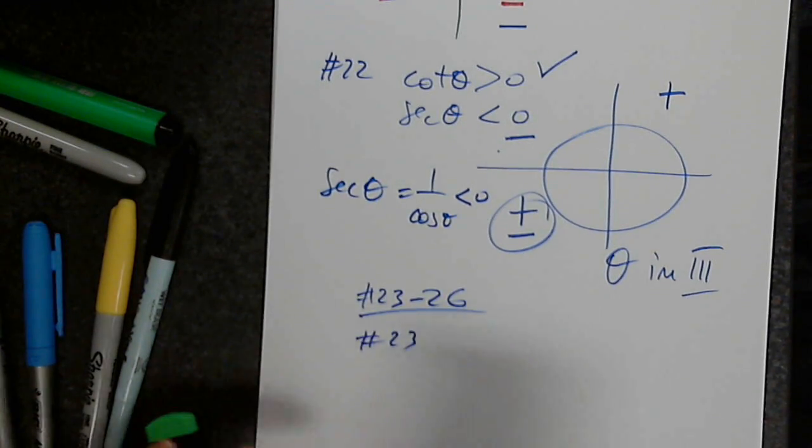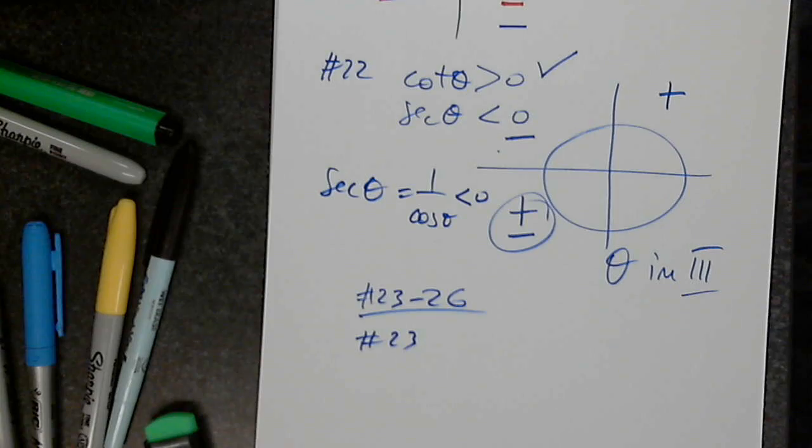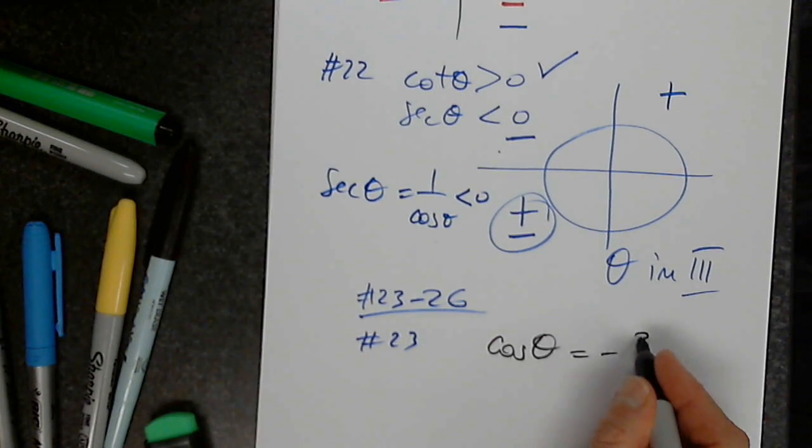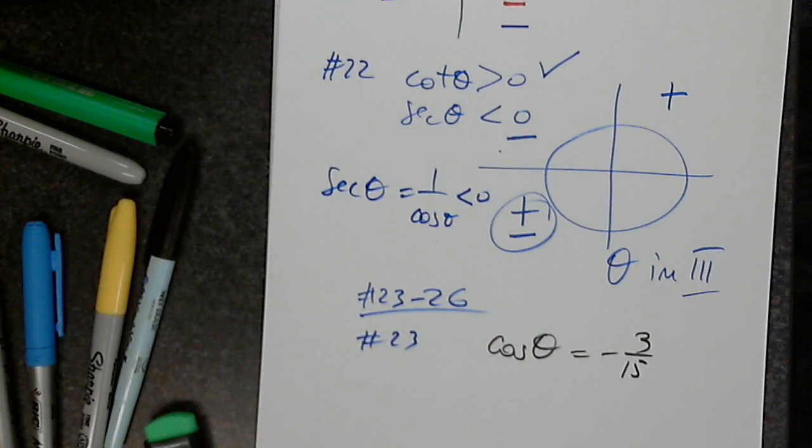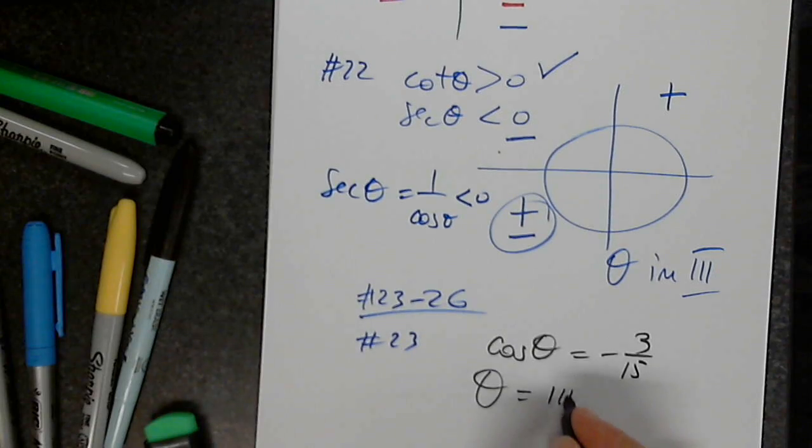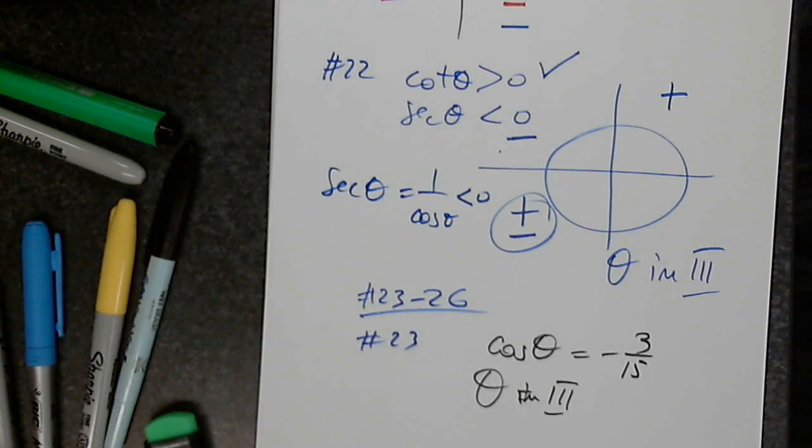Okay, let's start with 23. In 23, the problem is giving us cosine theta, which is negative 3 over 15. And we're told that theta is in the third quadrant. Very important piece of information.